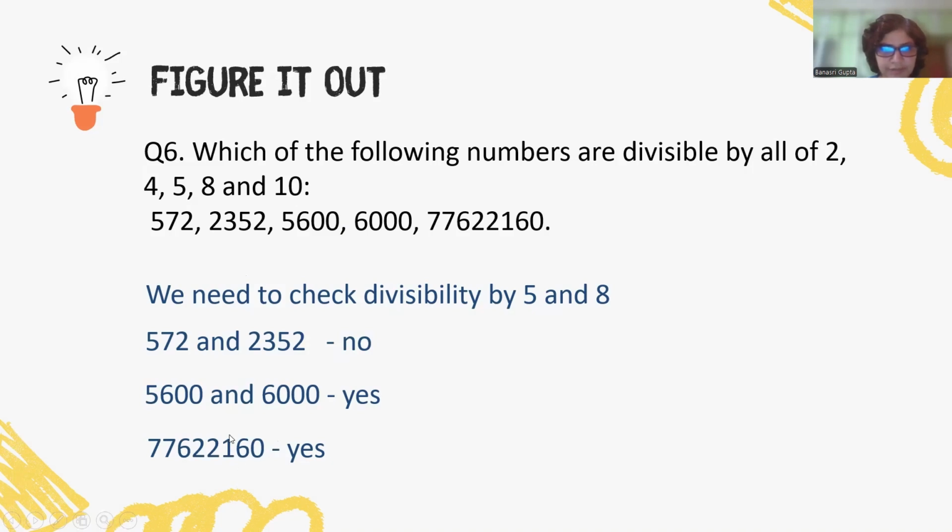And the last number is divisible by 5 because the last digit is 0. And 160 is divisible by 8 because 160 is 20 into 8. So it is also divisible by 8. So this is also divisible by 40.